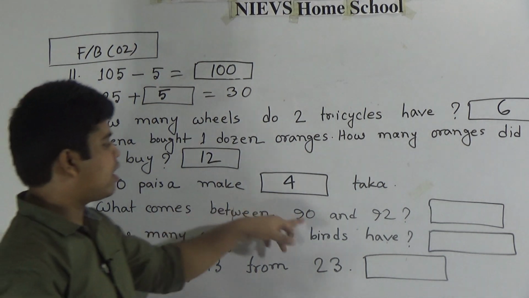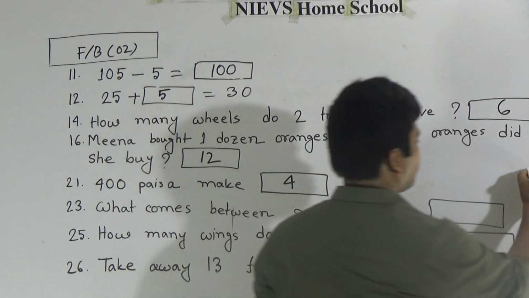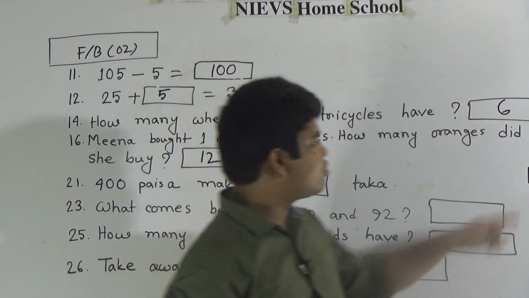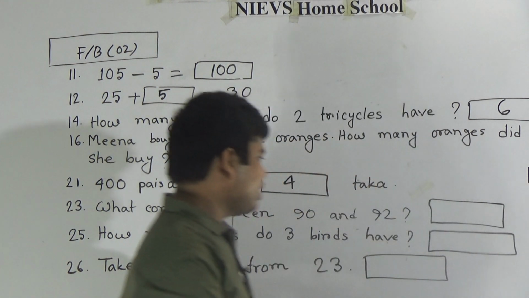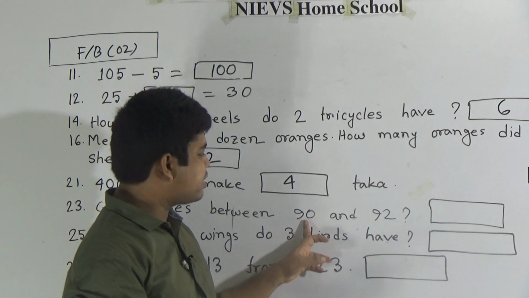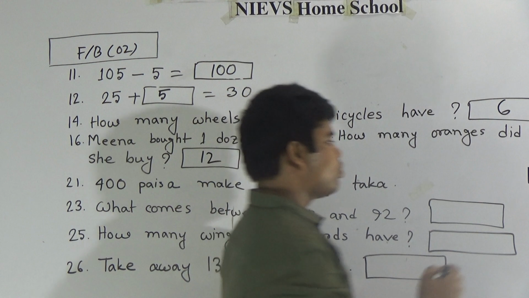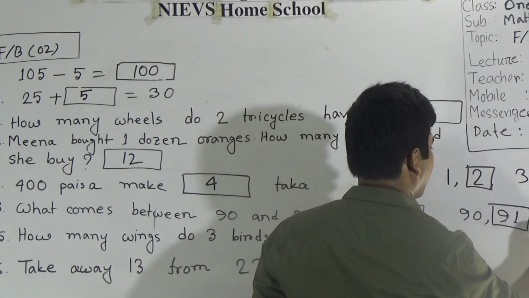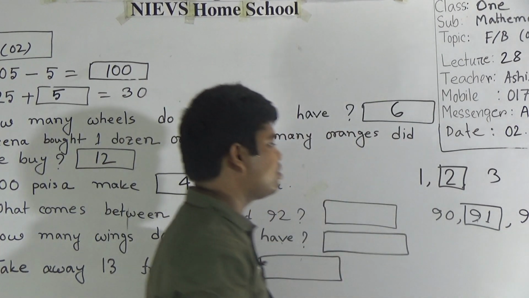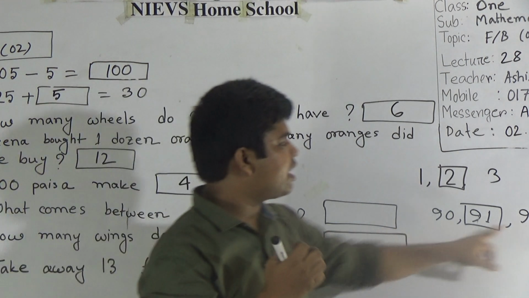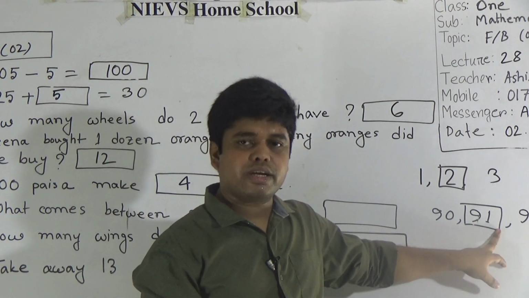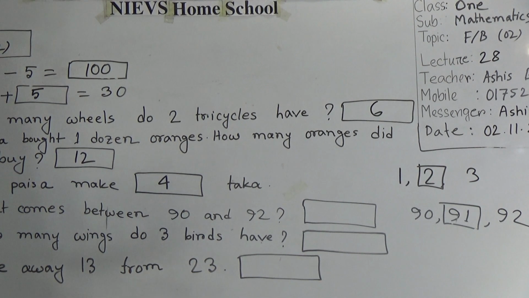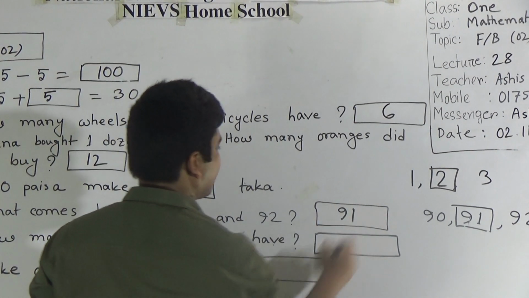Next question, number 23. What comes between 90 and 92? My dear students, 1, 2 and 3. Here notice, 2 is the between number of 1 and 3. Similarly, we need to find out the middle number of 90 and 92. So notice, what is the next number of 90? Next number of 90 is 91. And the next number of 91 is 92. But we need to find out the between number of 90 and 92. And the answer will be 91. So, 91 is the between number of 90 and 92.